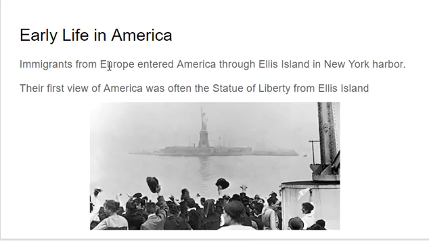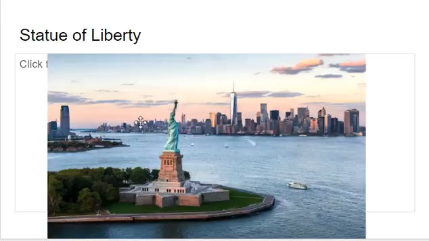And early life in America. Immigrants from Europe entered America through Ellis Island and New York Harbor. Their first view of America was often the Statue of Liberty from Ellis Island. So these immigrants are on Ellis Island right now, and the first thing they usually saw was the Statue of Liberty. And this is the Statue of Liberty, in case you've never seen it before. It's in New York City, and it's of a woman. She's holding a flame.